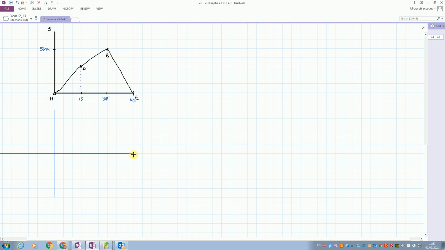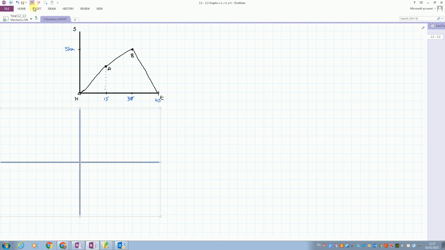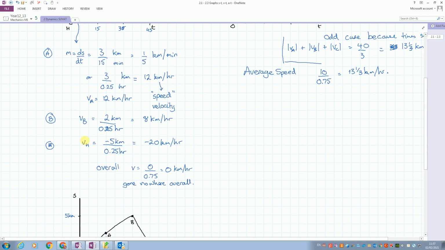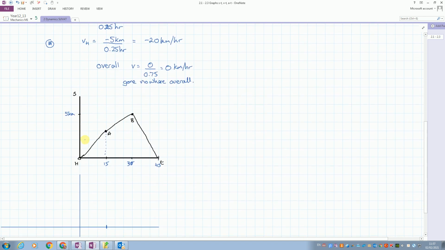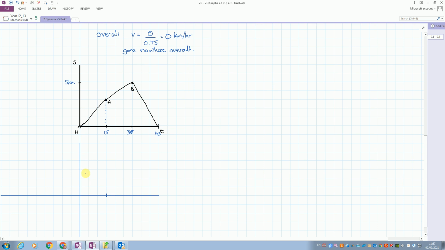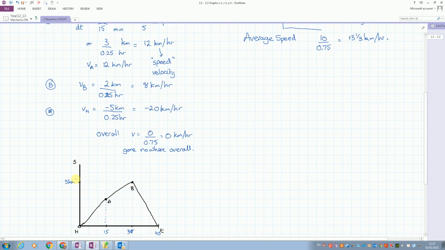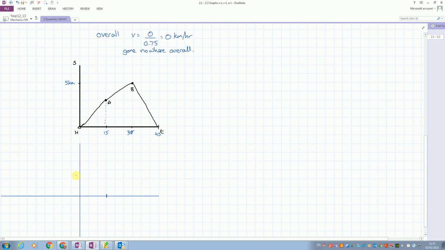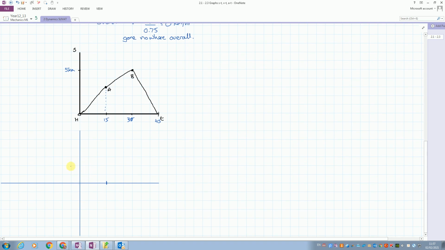Don't worry about the negative direction. But what we now can calculate is, for the first 15 minutes, I did a velocity of 12 kilometers per hour. So 10, 20, 10, 20. So this is now our velocity in each phase.